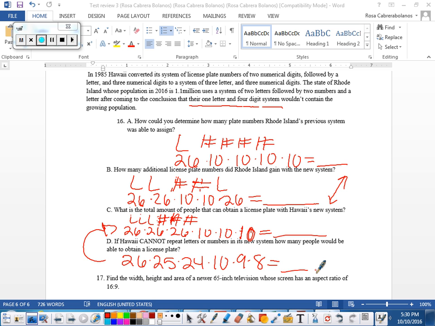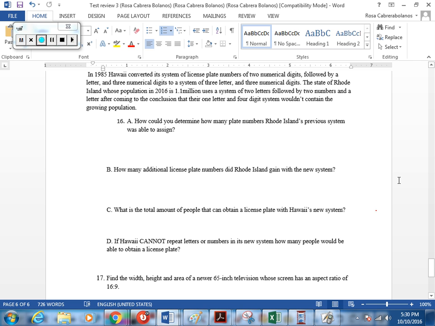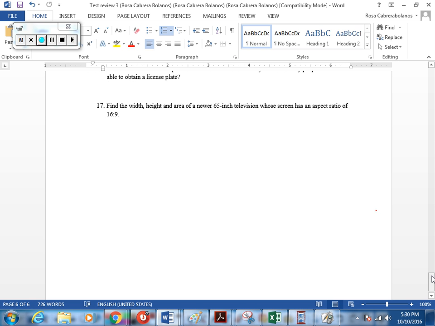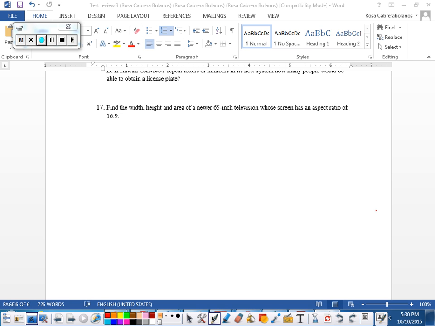Then we're almost done. We're on the last one. The last one's very simple. If you do a shortcut, I'm just going to stay there guessing all the rest of your life. I'll show you a shortcut. And it says find the width, height, and area of a newer 65-inch television whose screen has an aspect ratio of 16 to 9.